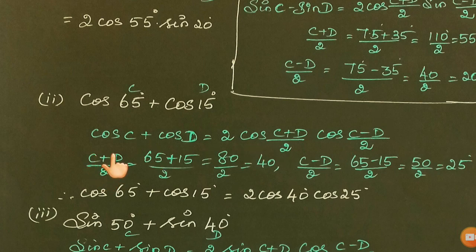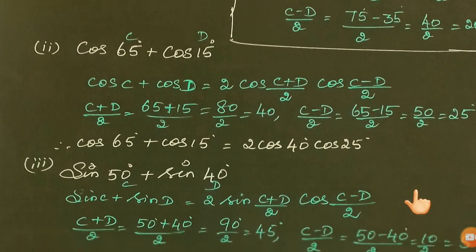C plus d by 2, 65 plus 15 divided by 2, which is 80 divided by 2, that is 40. And c minus d by 2 is equal to C, 65 degree, minus D, 15 degree, divided by 2. 65 minus 15 is 50. 50 divided by 2, that is 25 degree. Therefore, the identity 2 cos c plus d by 2, that is 40, into cos c minus d by 2, that is 25 degree. See, it is in product form, as the question asked us to express it as a product. So this is the answer.